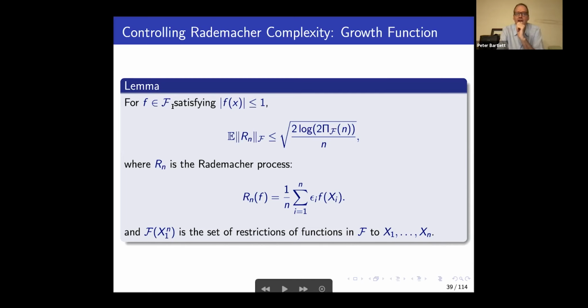Right, so we've got our class of functions. Okay, we were thinking about zeros and ones, but actually real valued functions in a bounded range is fine. The Rademacher complexity is bounded by the square root of, ignoring constants, the log of this growth function divided by n. So as long as this log of the growth function is growing slower than n, that is, the growth function is slower than exponential in n, then we have something that goes to 0 as n grows.